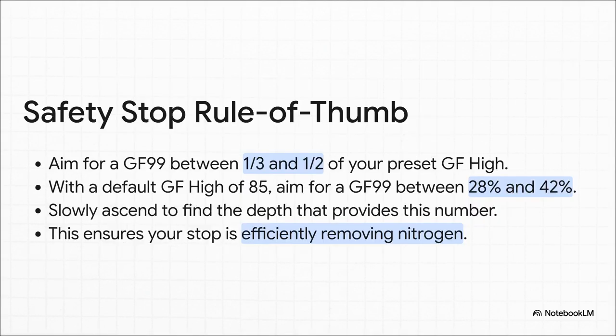That's a game changer. So here's a really simple rule of thumb you can use on your next dive. For your safety stop, just aim for a GF99 value that's somewhere between 1/3 and 1/2 of your preset GF high. So if you're using the default GF high of 85, you're looking for a depth that puts your GF99 somewhere between 28 and 42%. Just slowly ascend until you find that magic number. This guarantees your stop is actually actively removing nitrogen and reducing your risk.